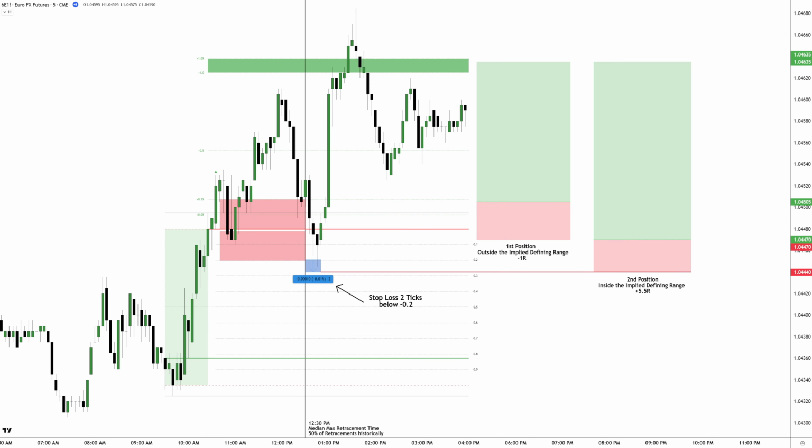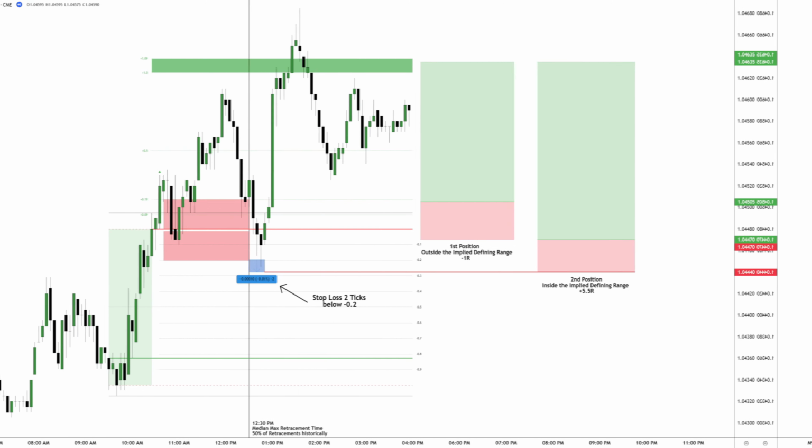Thursday's regular DR session from the 26th December 2024. Your first entry outside the implied defining range in the first time and price retracement area would have been stopped out, but the second one, with your stop loss 2 ticks below the minus 0.2, would have given you 5.5R, making it a total of 4.5R for the day.